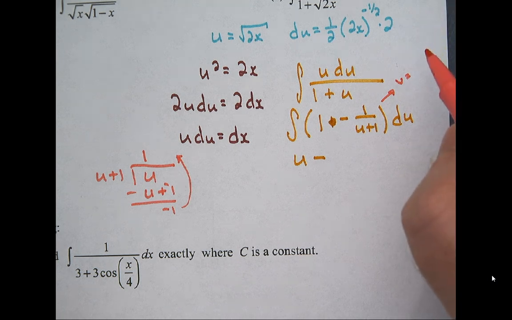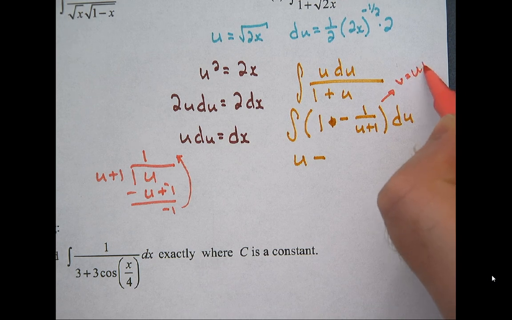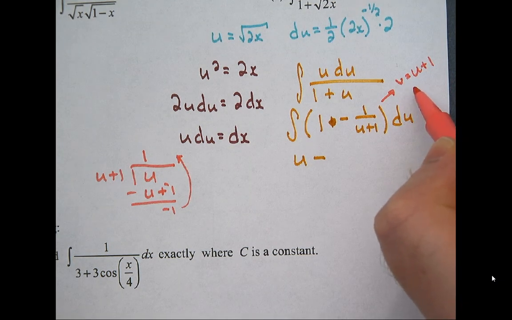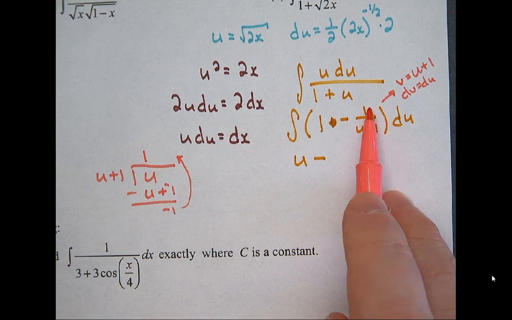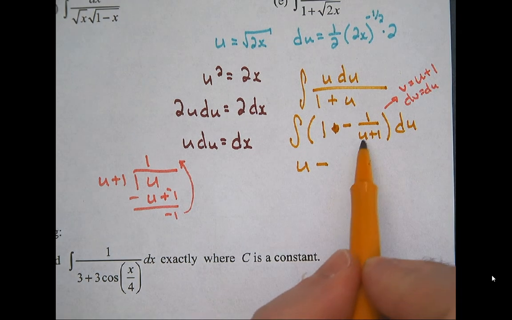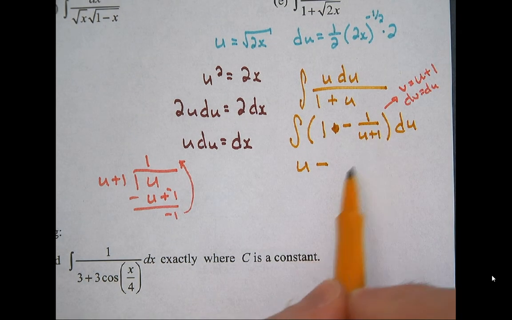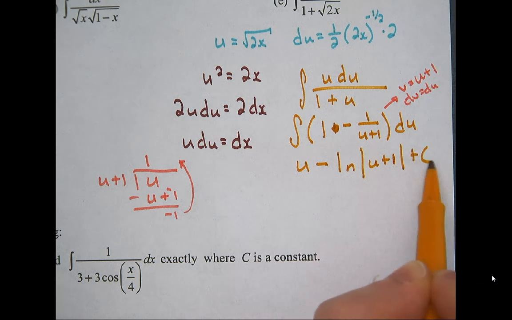V is going to be equal to u plus 1. So dv would equal du. So in other words, I don't really even care because the derivative of this is going to be 1, so it's going to give me exactly what I had before. So this, what's the derivative of something over underneath 1? The natural log of absolute u plus 1 plus c.